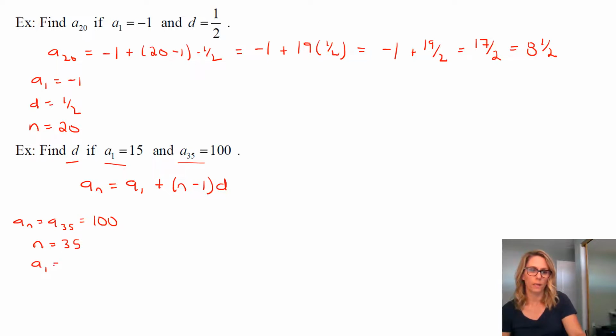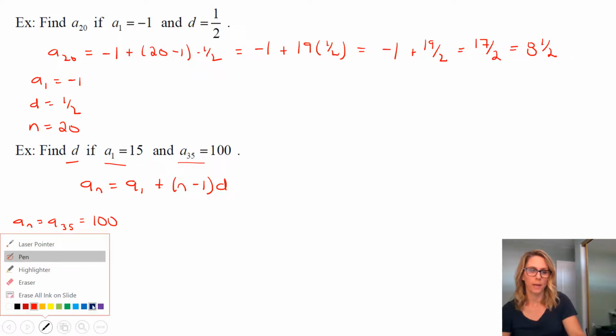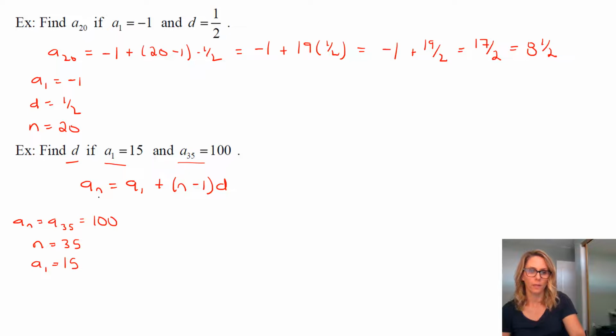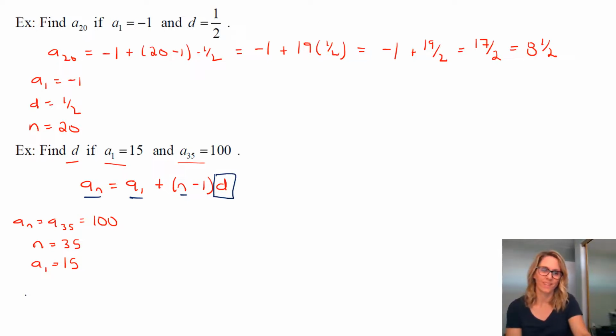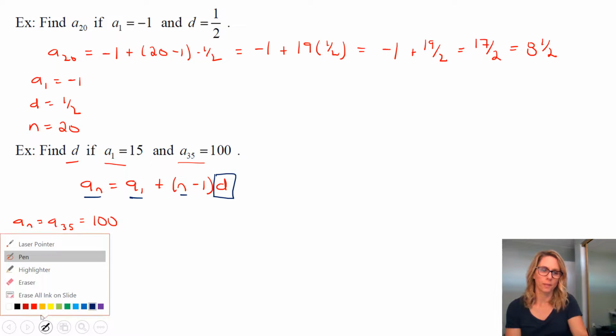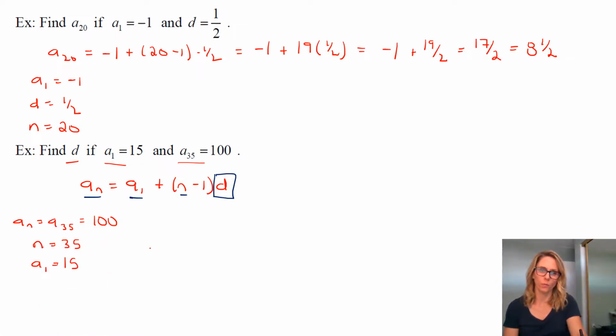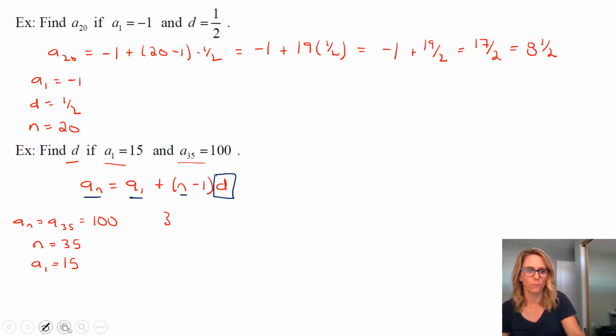Our a sub 1 equals 15. So hopefully what you see is that we have this value, and this value. And because of that, we will be able to solve for this value. So let's do that now. So plug in, if you want, you can pause and plug in what we have to try to solve for what we don't. So we have 100.